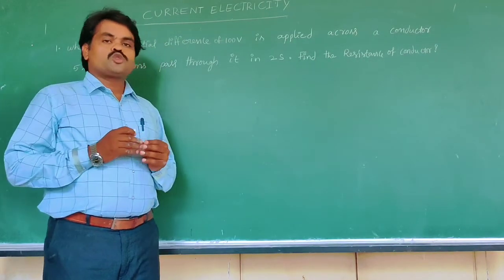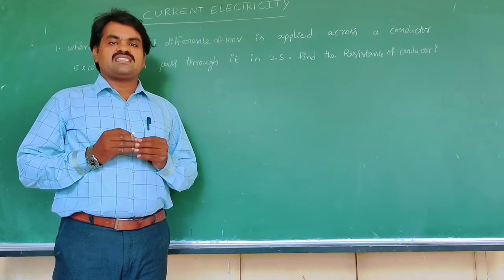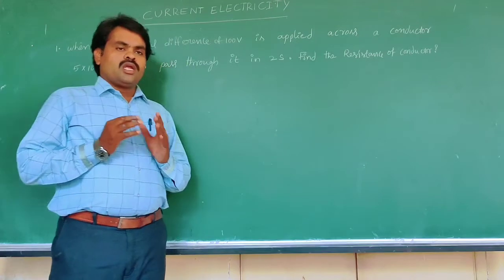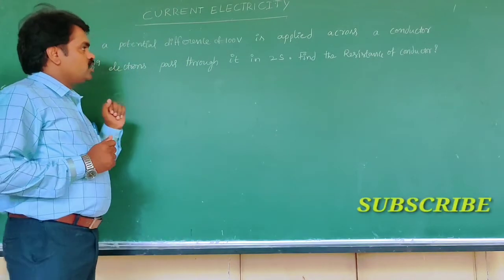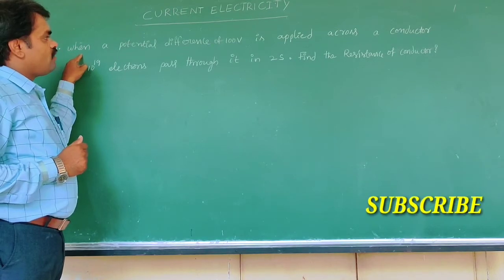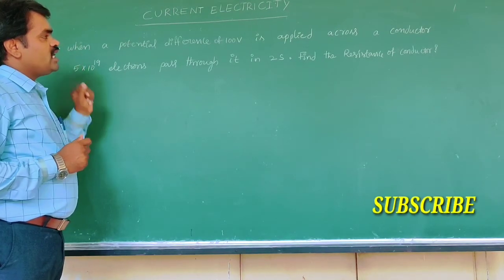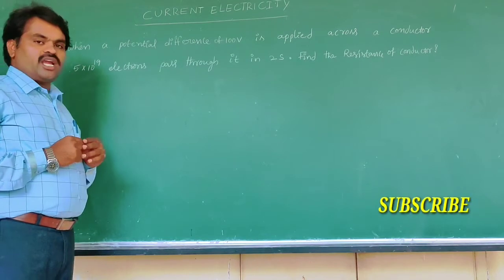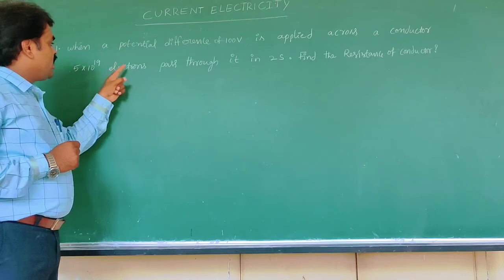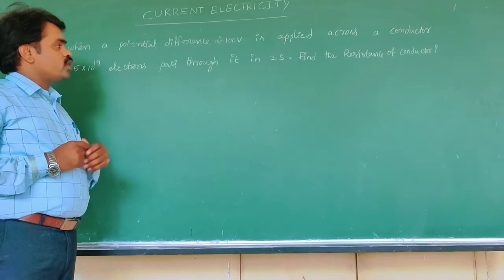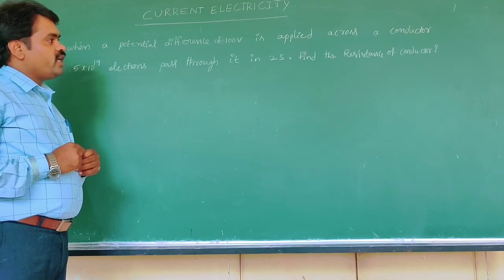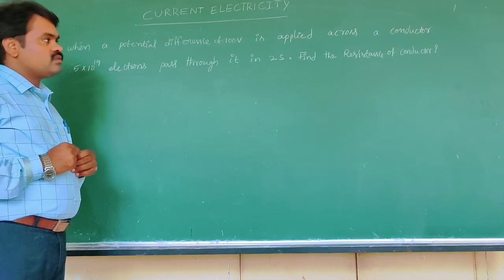Discuss Ohm's law and resistance, conductance and resistivity based problems. Now the first problem is on board. When a potential difference of 100 volts is applied across a conductor, 5 into 10 to the power of 19 electrons pass through it in 2 seconds. Find the resistance of the conductor.